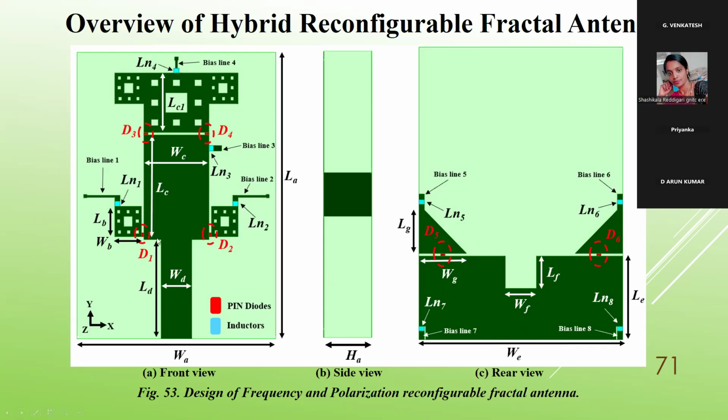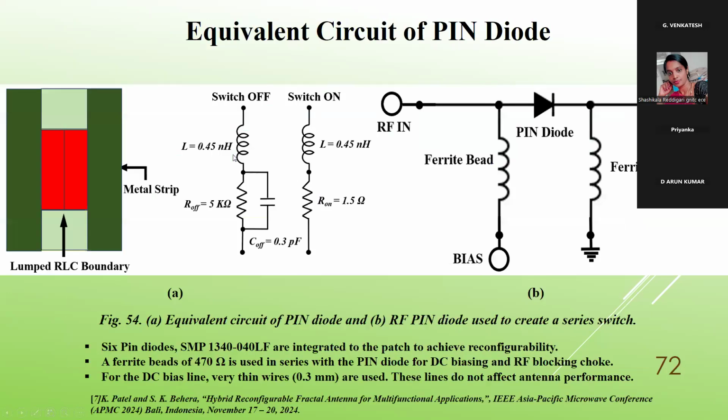The important thing is that it is a very simple structure, but a few extensions are added with Sierpinski gasket and Sierpinski carpet, so a fractal structure. Then coming to the equivalent circuit of the pin diode, we have already discussed. The right one is the on condition, the left one is the off condition.